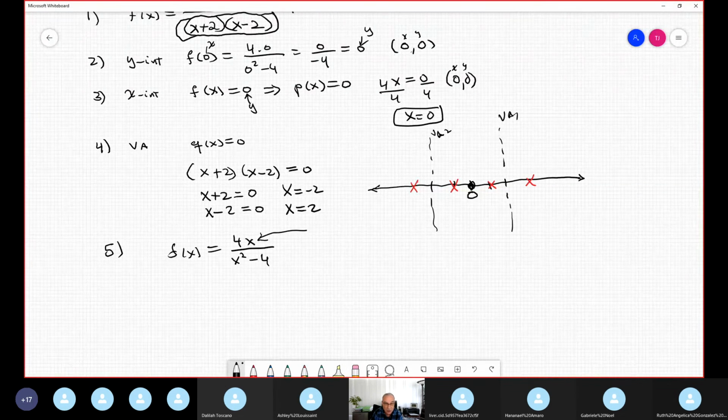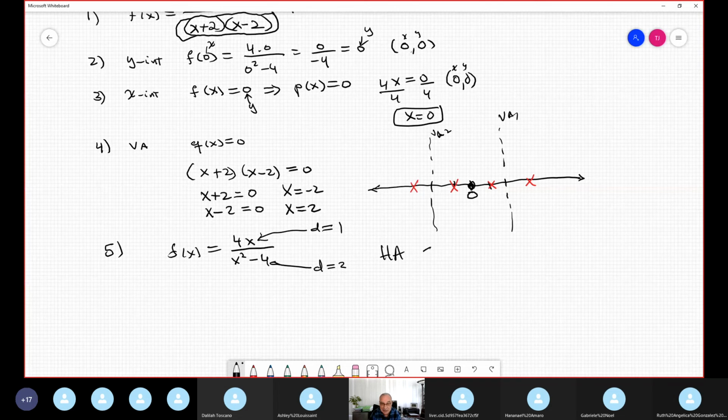What is the degree of the polynomial in the top? 1. What is the degree of the polynomial in the bottom? 2. Okay, so let me recall. When the degree is the same, we have a horizontal asymptote. When the degree of the denominator is bigger, as in this case, we have a horizontal asymptote, but it's a special case.